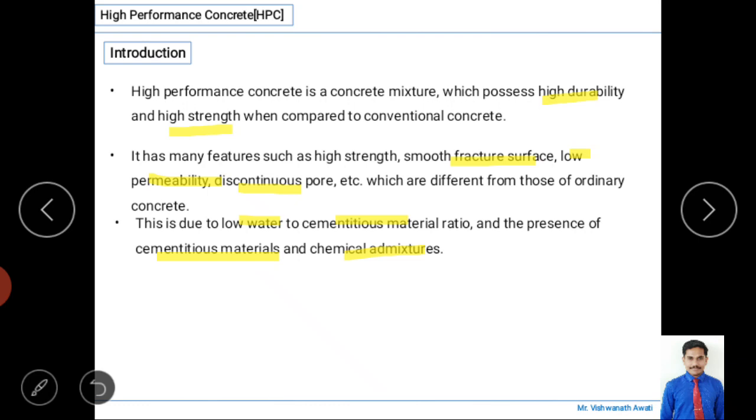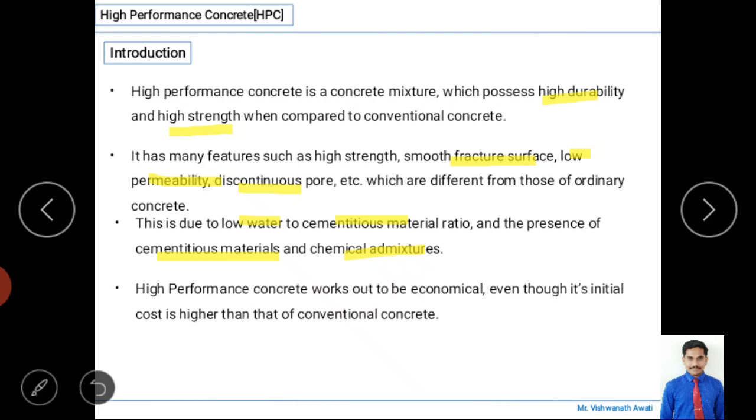Chemical admixtures means superplasticizers, which reduce the requirement of water. And then we have retarders, which help reduce the initial hydration, and even air entraining agents. So due to this we are getting a low water to cementitious ratio and good workability.